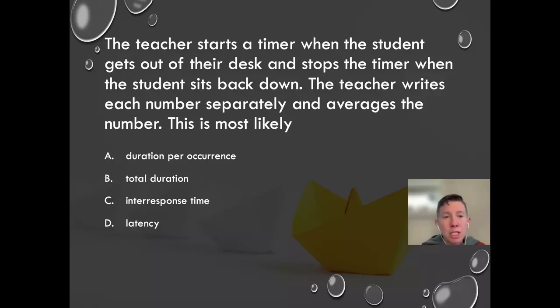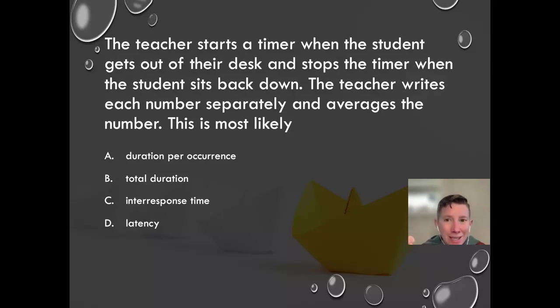So it says the teacher started their timer when the student got out of their desk and then stopped it when the student sat back down. So these are not the same behavior, which means we're not going to be talking about inter-response time. So then what we're left with is total duration or duration per occurrence.